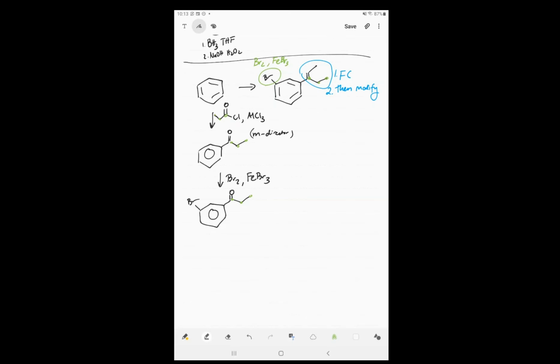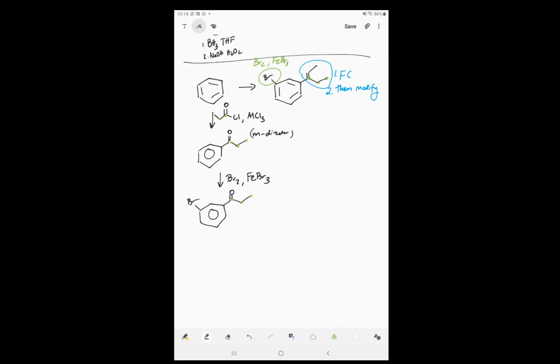I'll give you a hint. Horner-Wadsworth-Emmons. Yes, that would fix the geometry problem, but in our product we don't have an ester, we don't have the other bits there, right? So nice try.